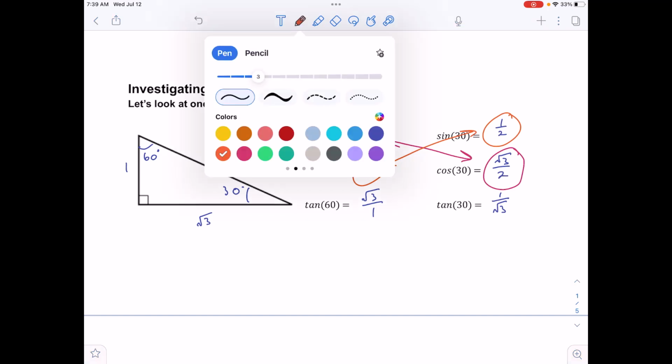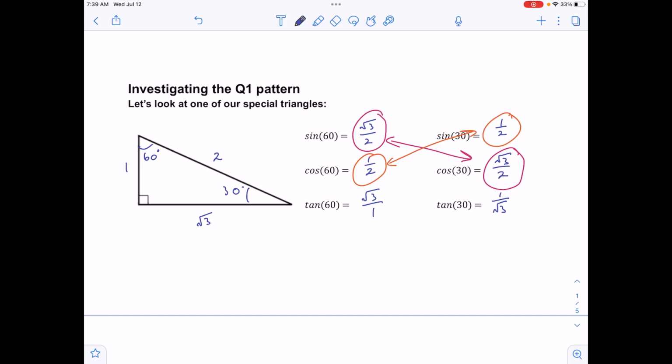Now, tan of 60 and tan of 30, obviously those don't match, but what if I did cotangent of 30? That would flip, right? It would be, once again, root 3 over 1. Aha! And here we have a partner for tan of 60. Tan of 60 matches with cotangent of 30. We get the exact same answer.